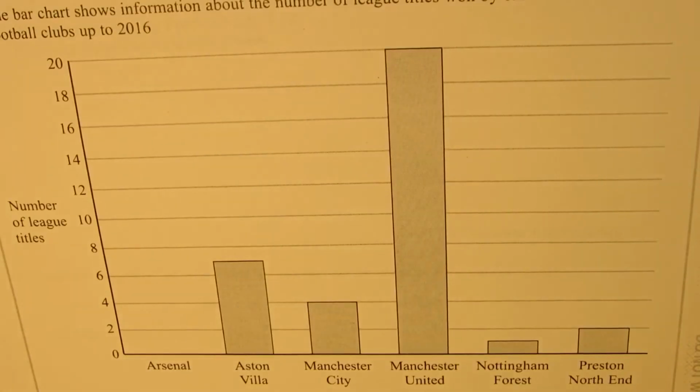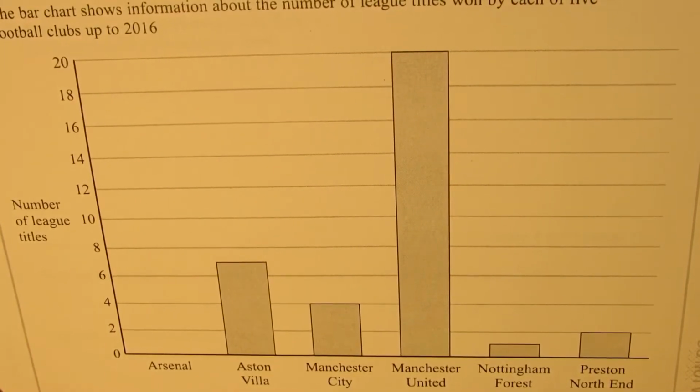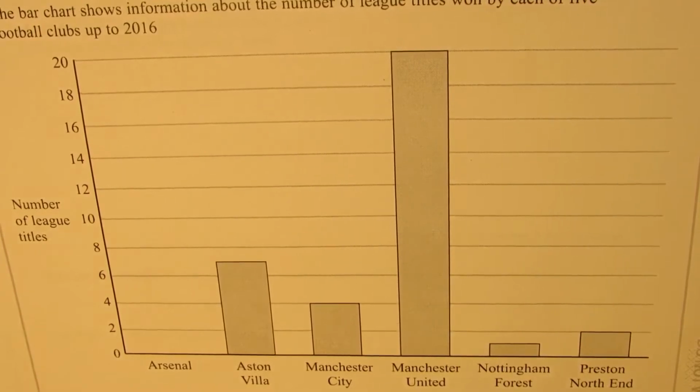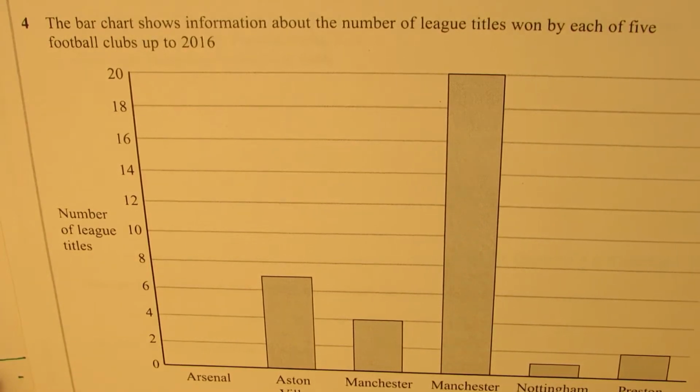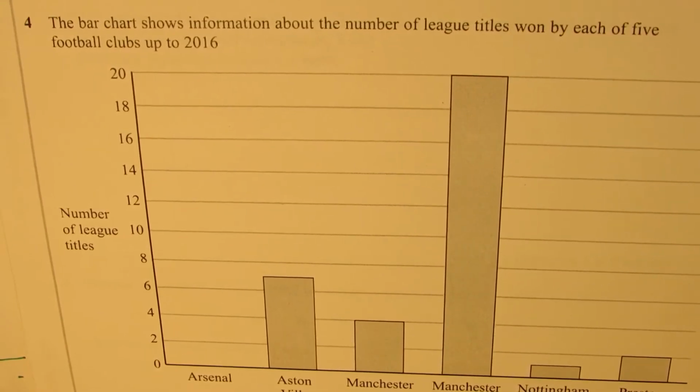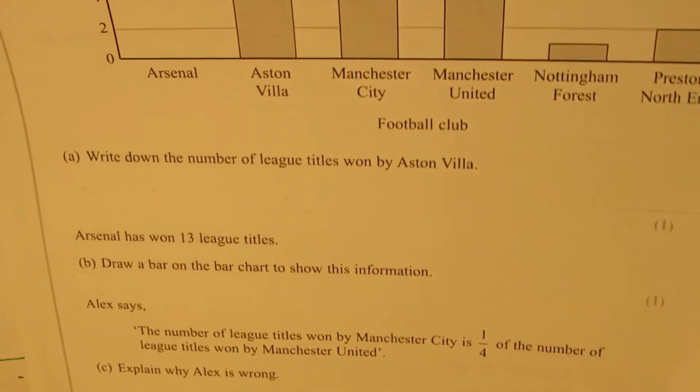Here is question number 4. Here is a bar graph which you need to study and answer the questions below. Question number 4. The bar chart shows information about the number of league titles won by each of the 5 football clubs up to 2016. So the number of league titles, and these are different football clubs. Related to this, we have 3 questions.